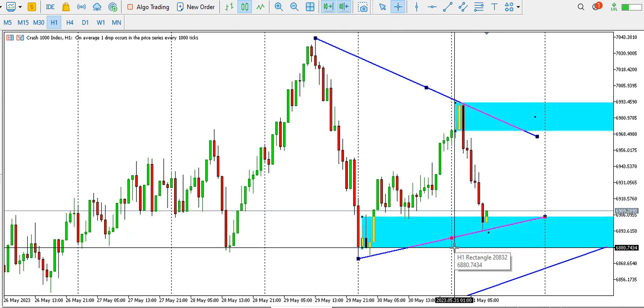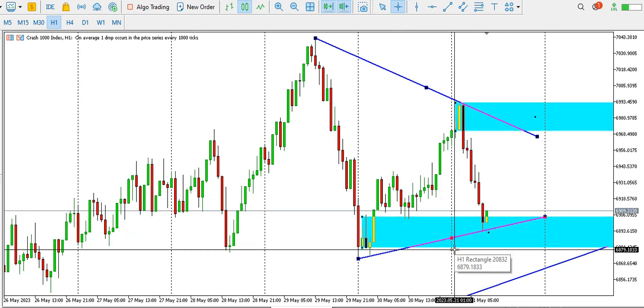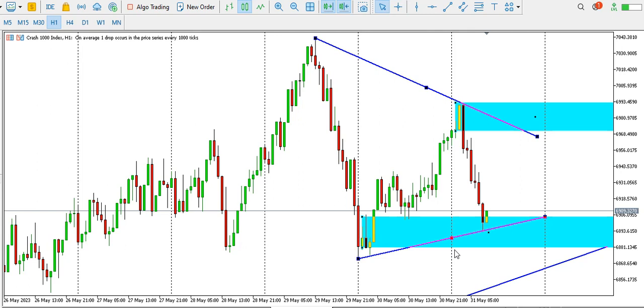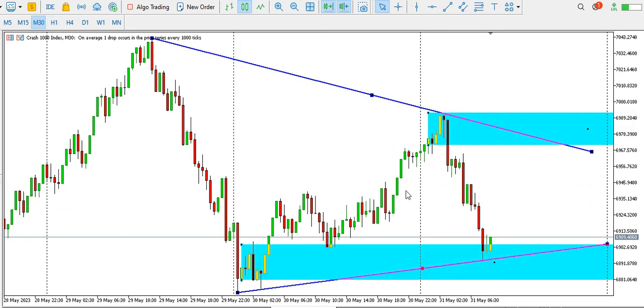If it breaks below the 6879 level, we place a sell trade. So for now, price is ranging and the overall direction on the higher time frame is bullish. All right, on the 30 minutes time frame, you can see price still ranging, just like what we have on the 1 hour time frame. We should be expecting something like this, something like this, and something like this if the range is to continue.